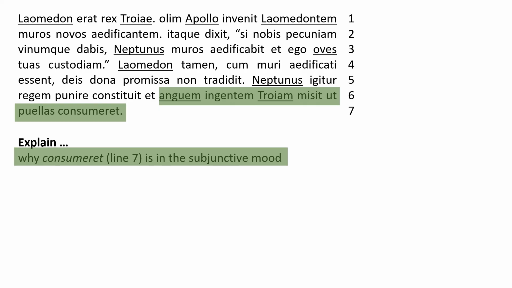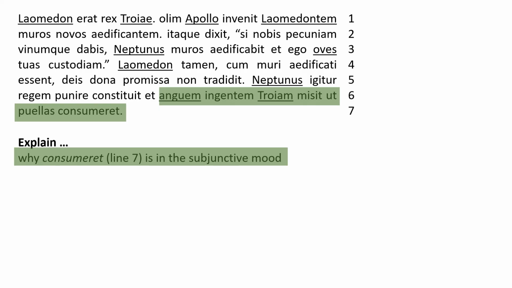If you're not sure, and you really struggle with this, especially if this is like the night before the exam, then just learn that your options are purpose clause, indirect command, or result clause, if it's after ut. Okay, those are the 3. So then at least if you write one of those, you've got some hope of getting the answer right. If you have got time to prep in more detail, revise the uses of the subjunctive.